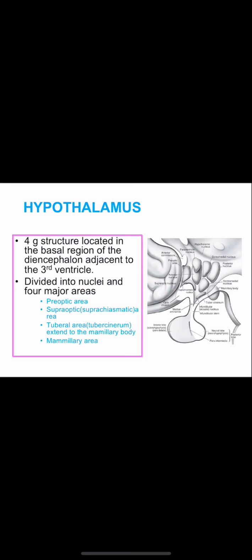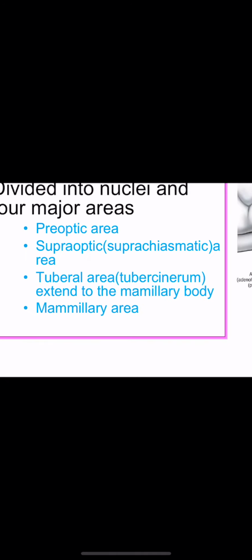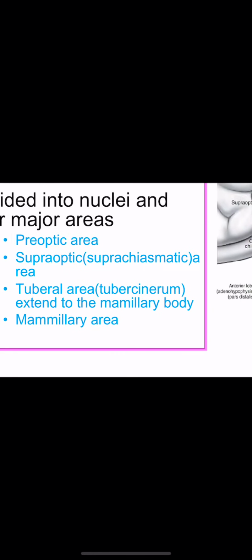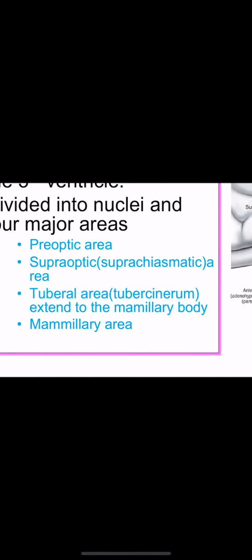The other part of the diencephalon, apart from the thalamus, is the hypothalamus. It lies more ventral and below the thalamus, is very important, and has a role in many functions. The hypothalamus is divided into the following areas: the preoptic area. The second area is called the supraoptic area and suprachiasmatic area.